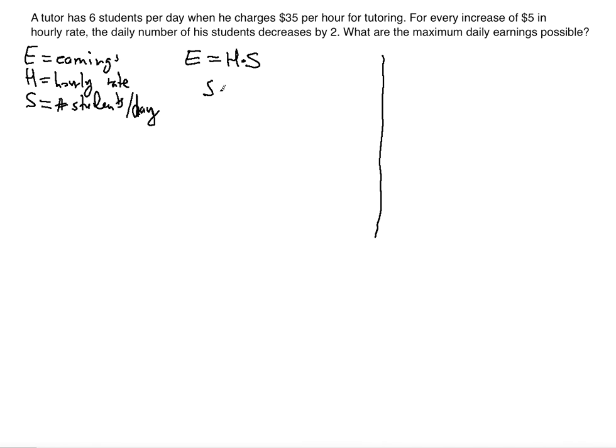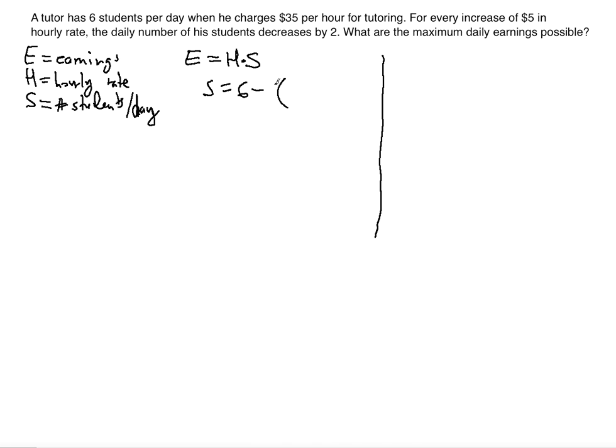So let S be a function of H. So we will treat the six students, the initial number of students, as the initial value. Okay, so we'll treat that. And then we'll assume that he will raise the hourly rate. So we're going to subtract, okay? And let's see what we're going to have.